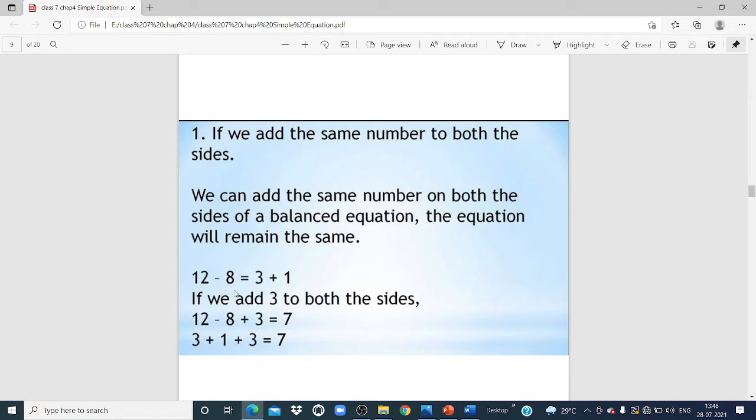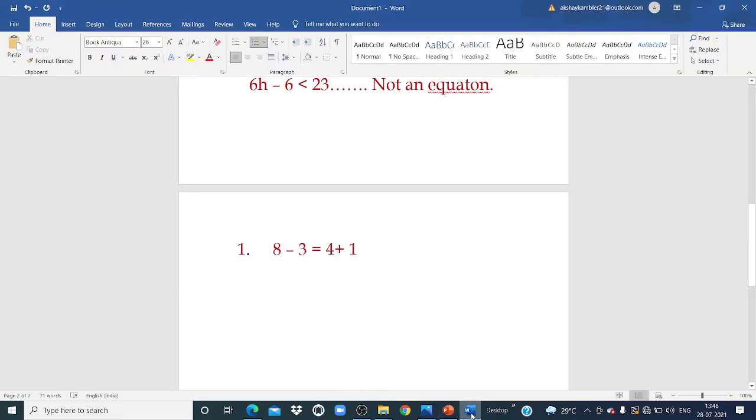12 minus 8 is equal to 3 plus 1. So, what is the LHS of this equation? 12 minus 8. If we add plus 3, then the answer is 7. Same for RHS. What is RHS? 3 plus 1 plus 3. So again we will get the same answer, that is 7. Clear with it? Yes. Or do we want to solve one more example?